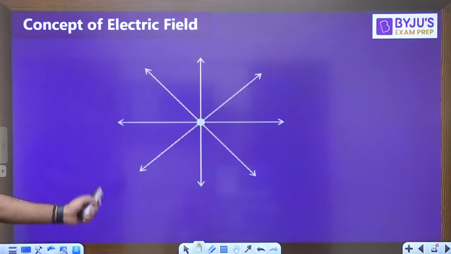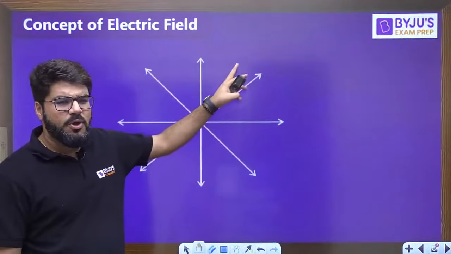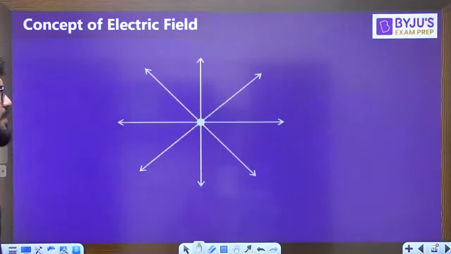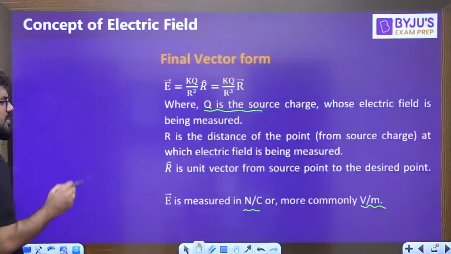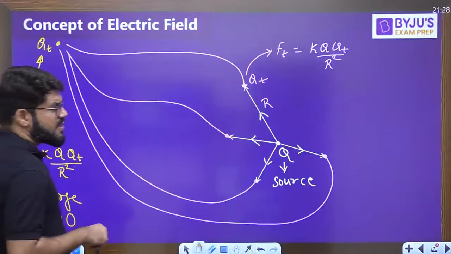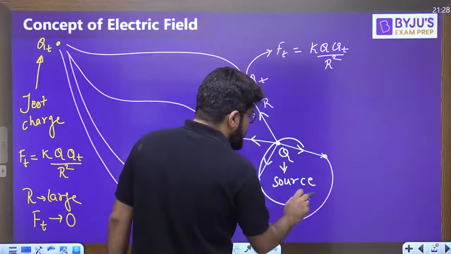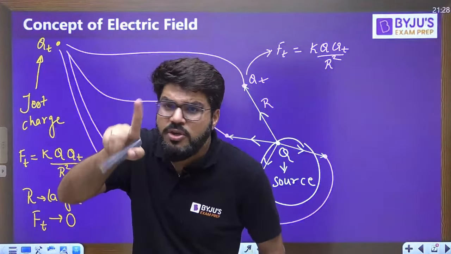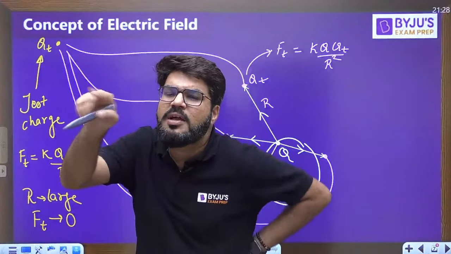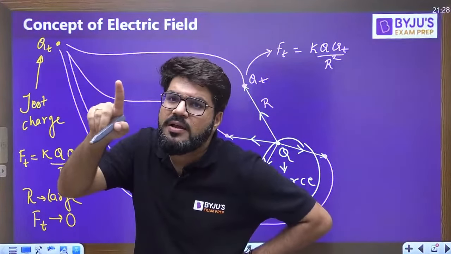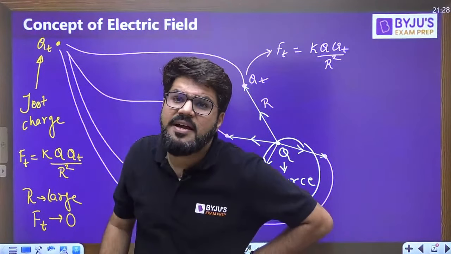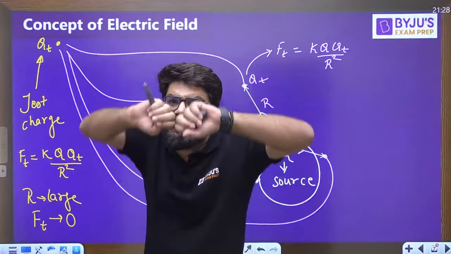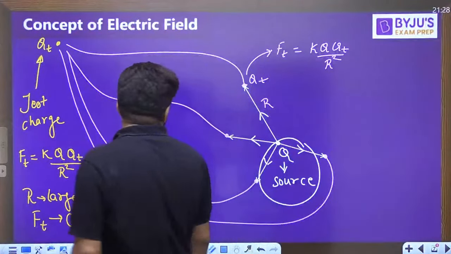Now, is it true that electric field lines we always take radially outward? See, it depends on the charge. For our discussion, let's go to the beginning diagram. We have taken the source charge, which is positive. Also, we have taken the test charge, which is also positive. So if both are positive, both are like charges, and like charges will repel each other.